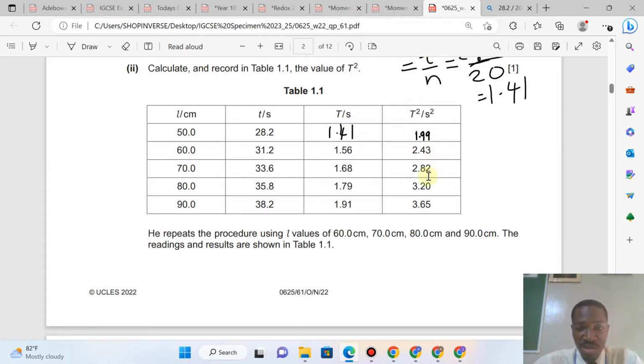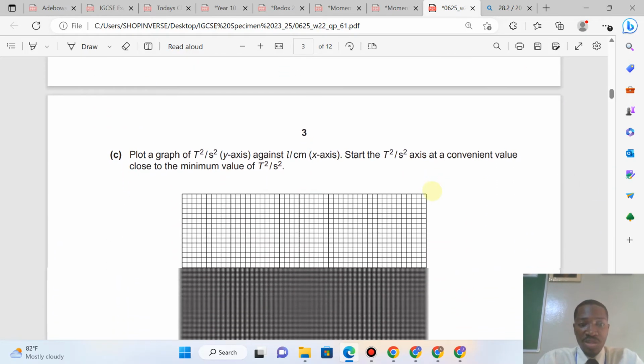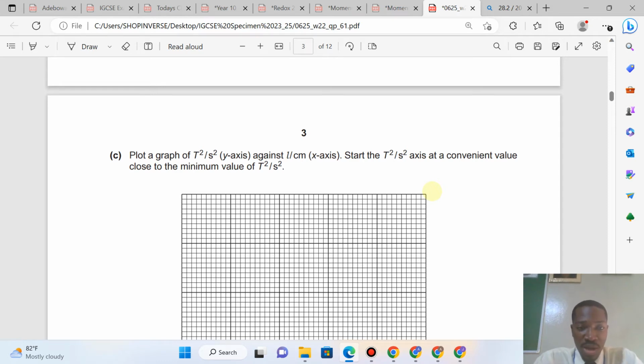Okay, you have t squared, you have length, you have the time, you have the period in second, and you have the period squared in second squared. Length in centimeter, time in second. So let's go on with the next part of the question. The question says, plot a graph of t squared. It's a graph of period squared in second squared, that will be on the y-axis, against length in centimeter on the x-axis. Start the t squared axis at a convenient value close to the minimum value of t squared.